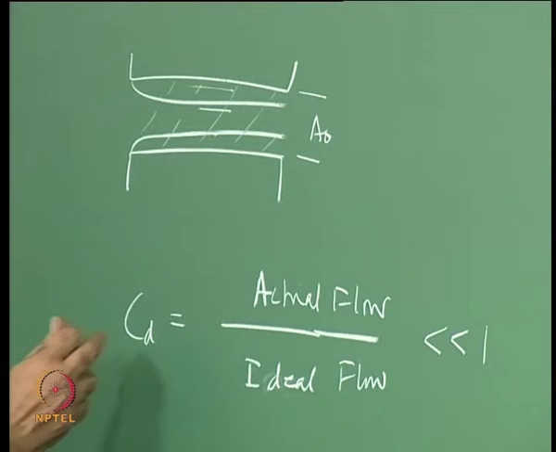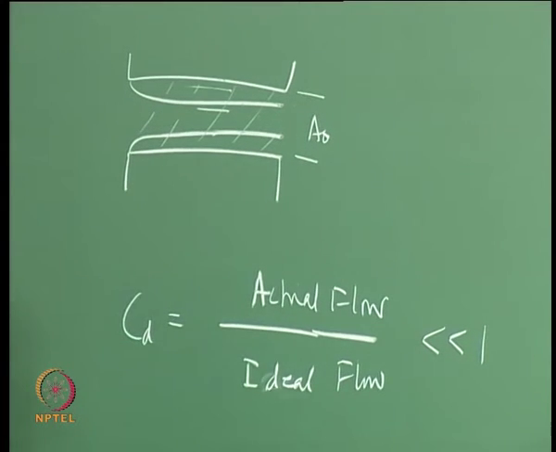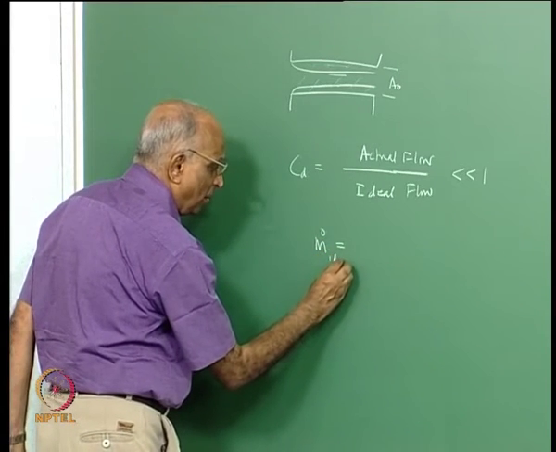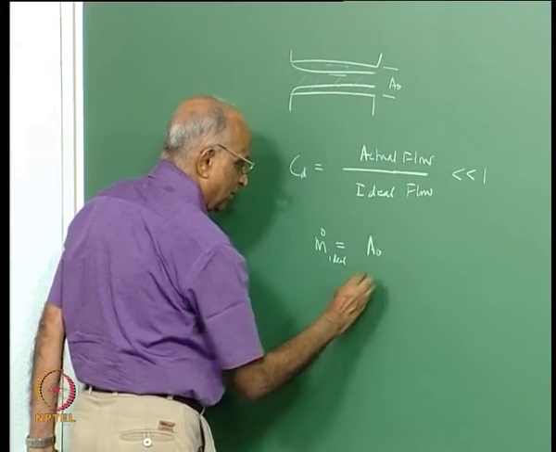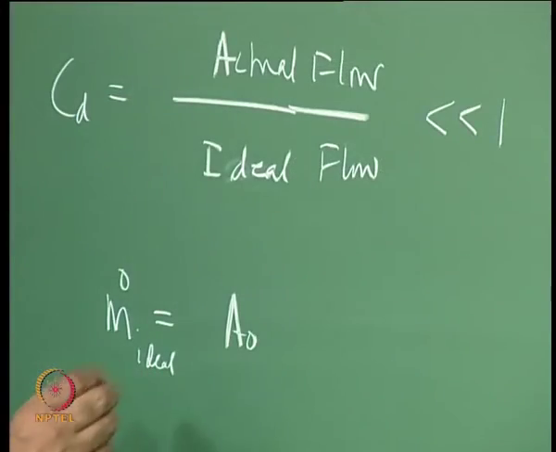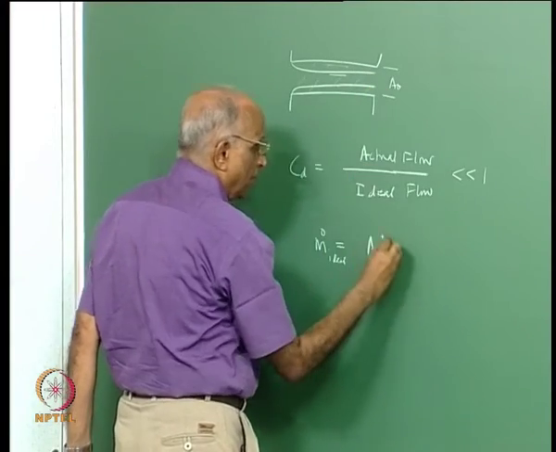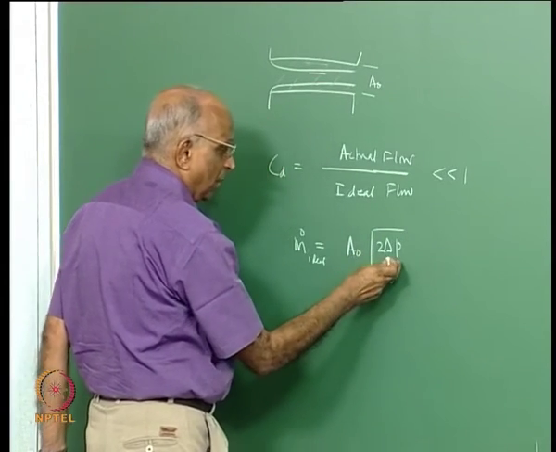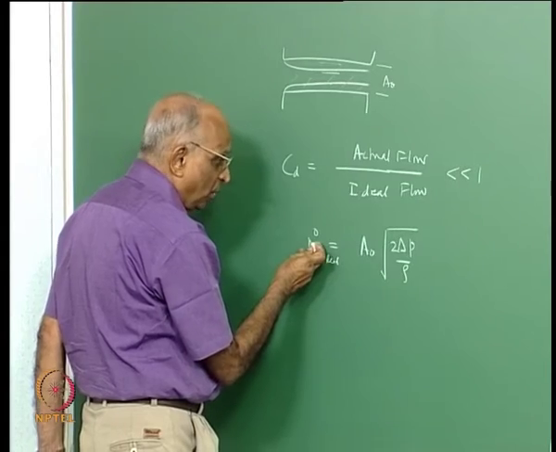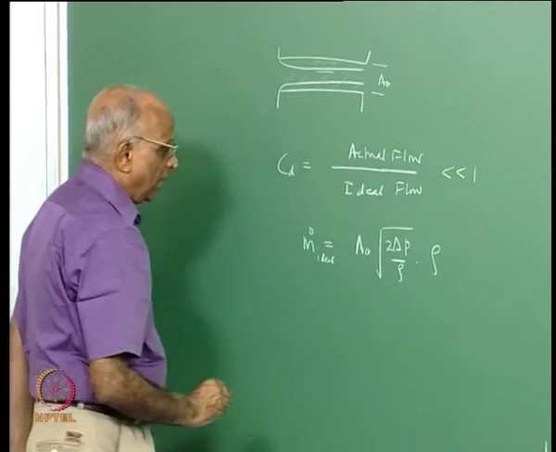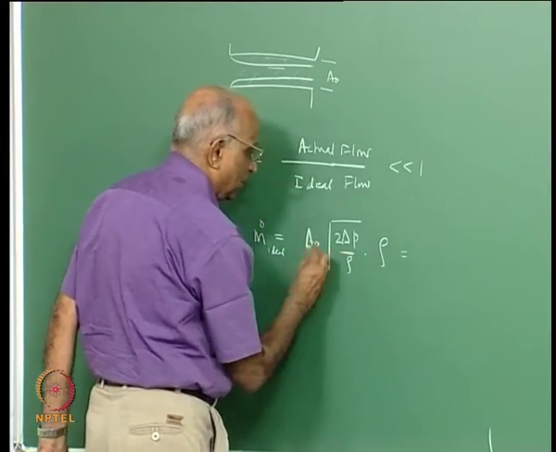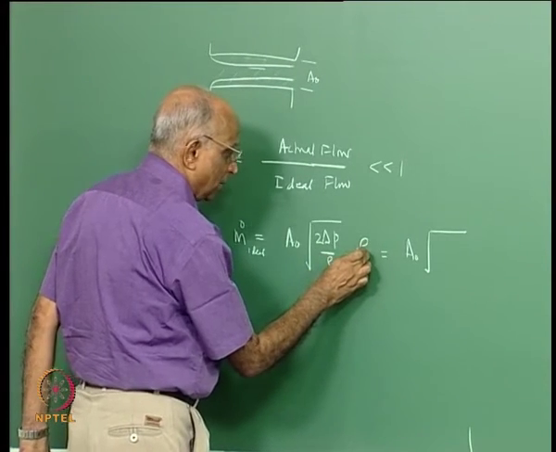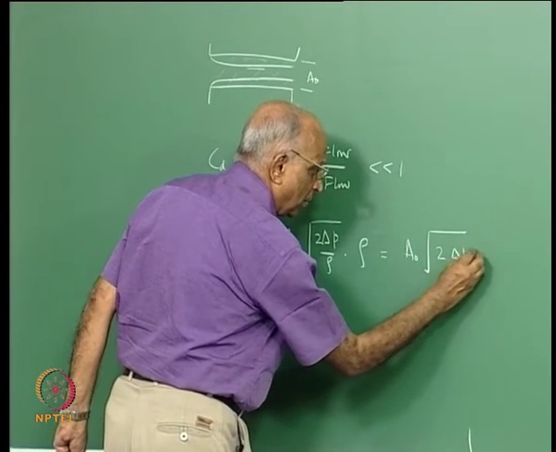To arrive at this value of discharge coefficient, I therefore write in terms of mass flow rate m dot. In the ideal case, what is the value of the flow? We will have flow runs full, A0, the velocity of flow depends on the pressure drop, namely delta P; 2 delta P by rho is the pressure drop. Area into the velocity is the volume flow rate, I multiply by the density over here, and therefore I get the ideal flow rate as equal to A0 into under root 2 delta P into rho.